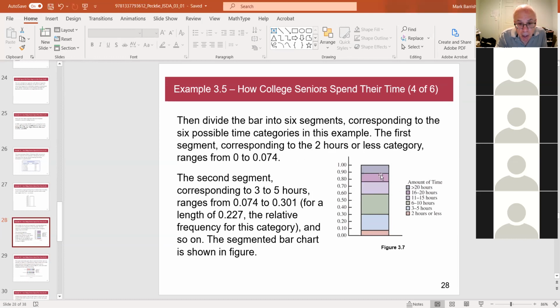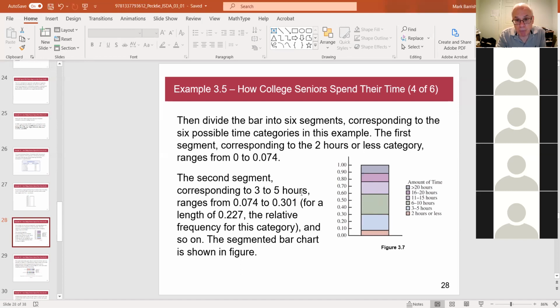Okay. Out of these categories, which category had the largest relative frequency? 6 to 10 hours. Yeah, that's the green one, right? The green one, 6 to 10 hours, because the difference between the top of that segment and the bottom of that segment is largest, right? It's larger than any other of these segments. You can see it. And so that would be the relative frequency for that.